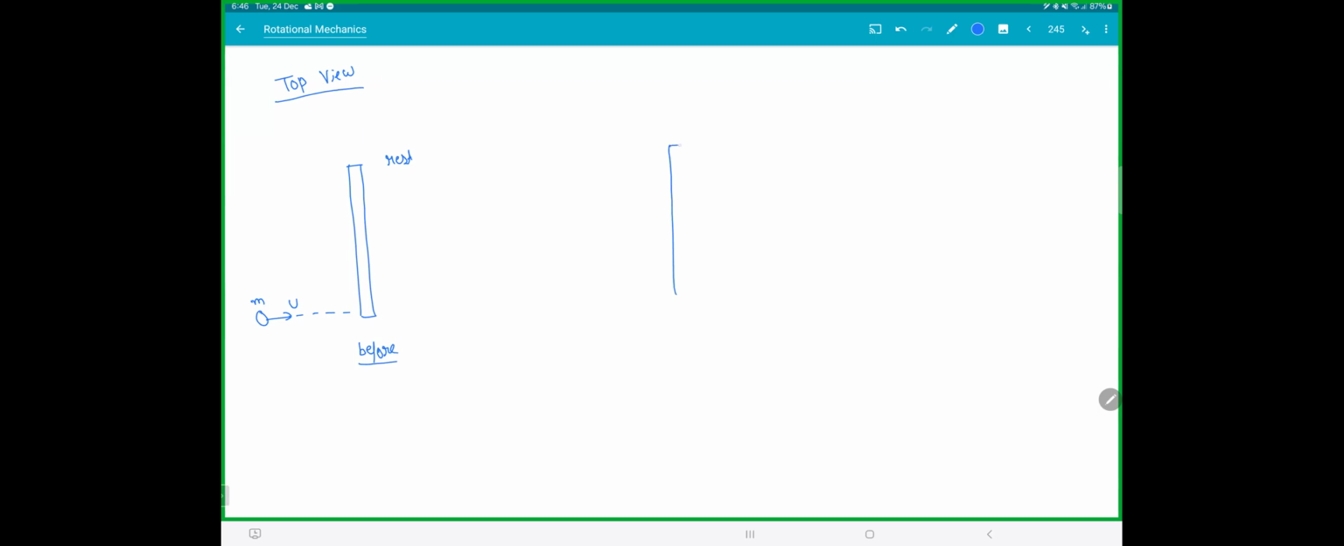After collision, let this go with V1. Let this rotate with omega. Let the ball go with V2. I don't know any one of them.